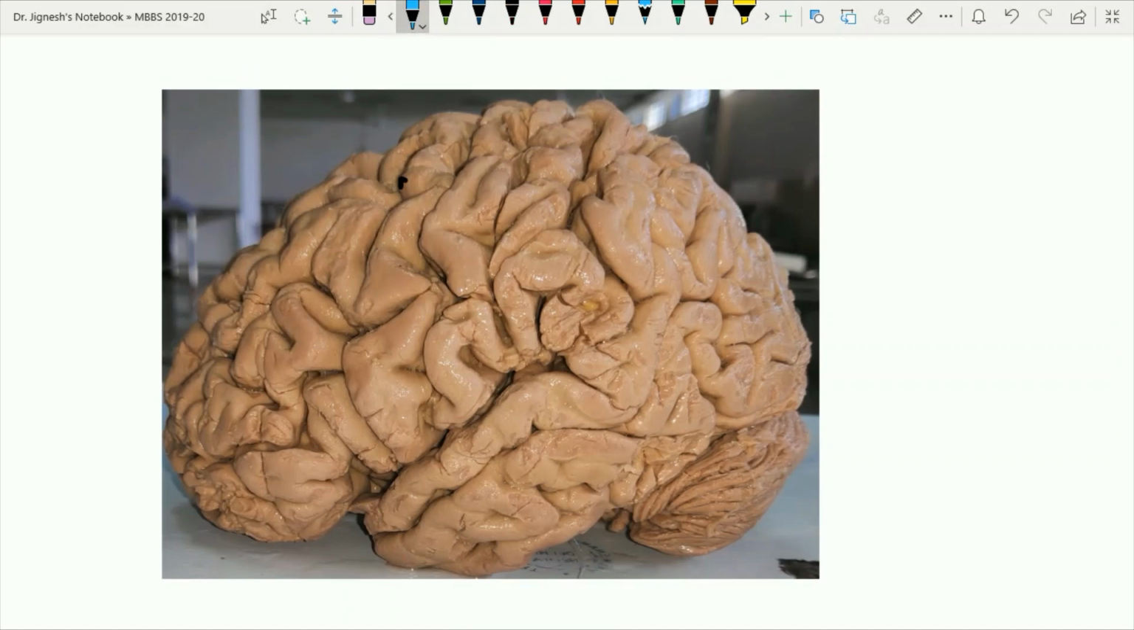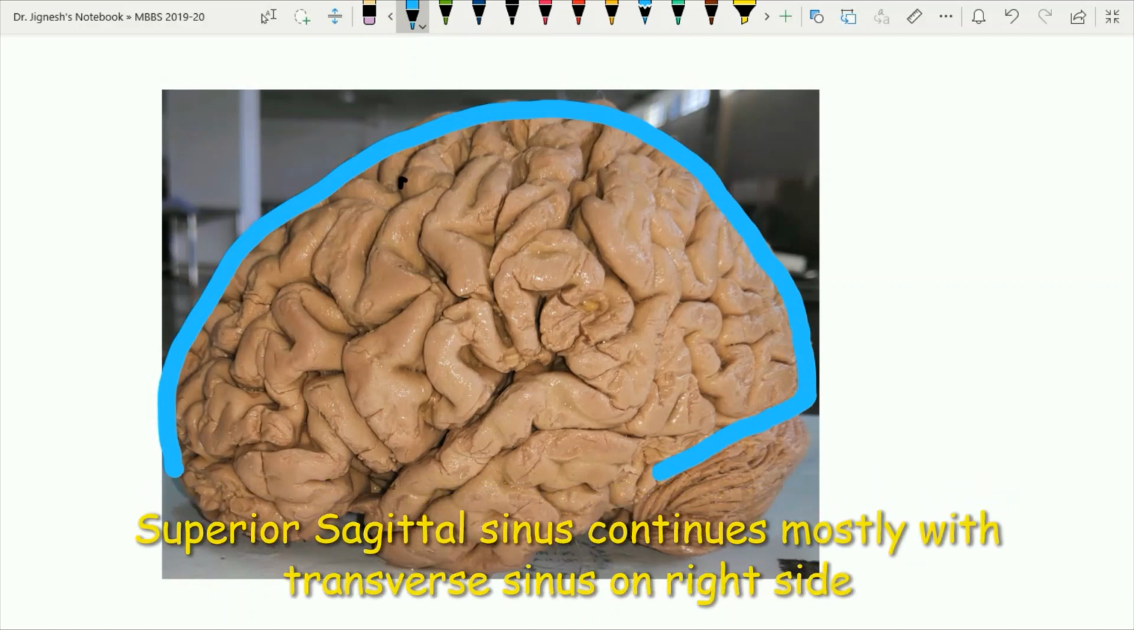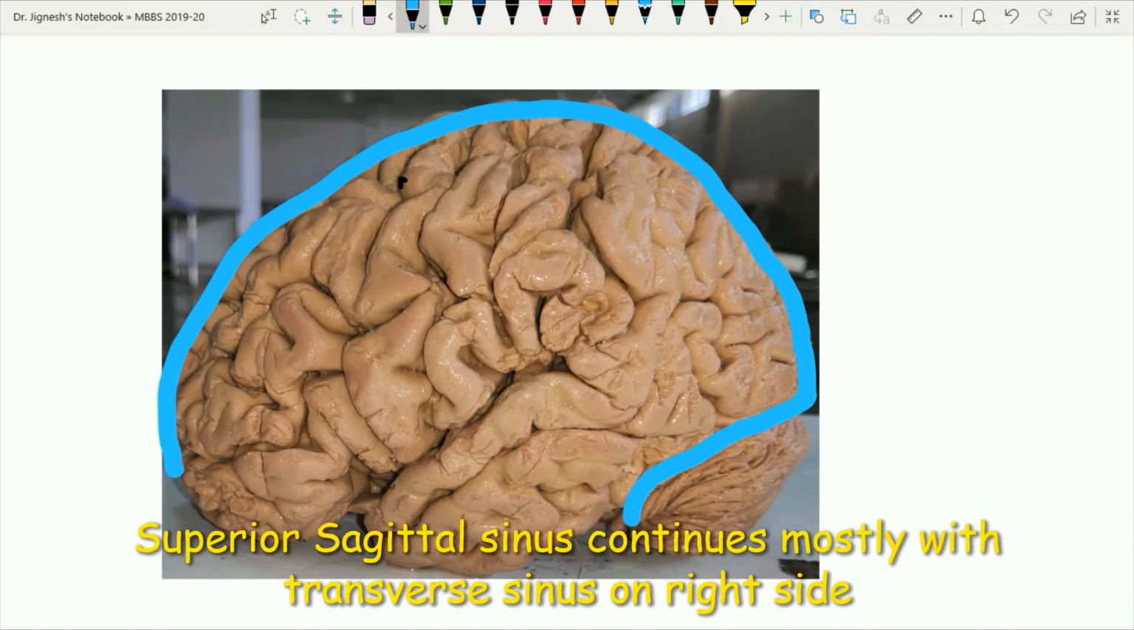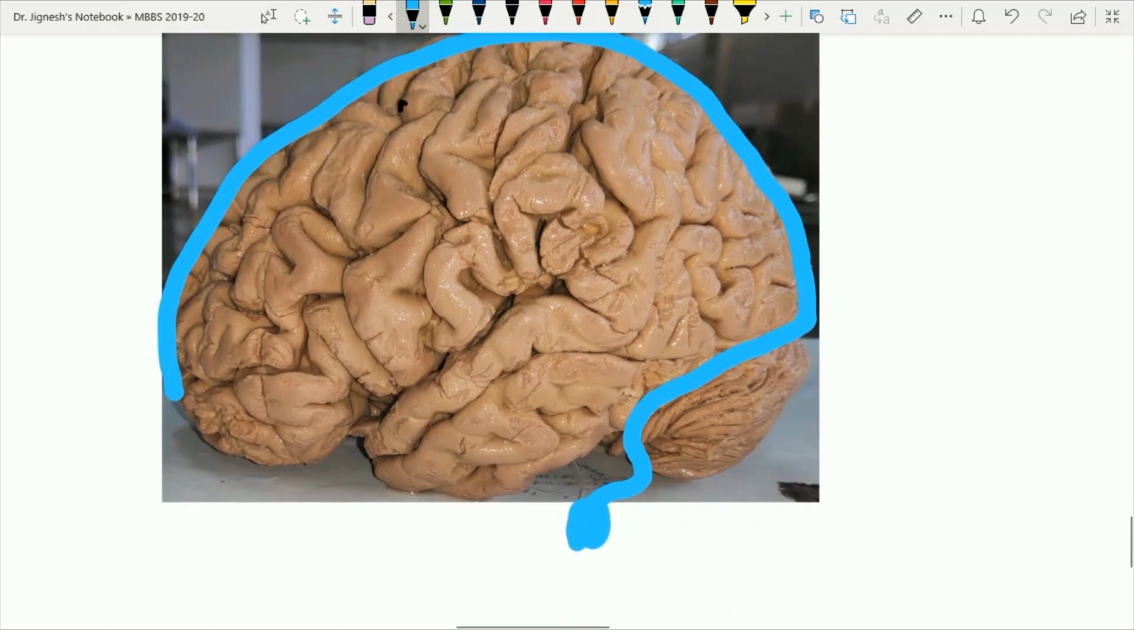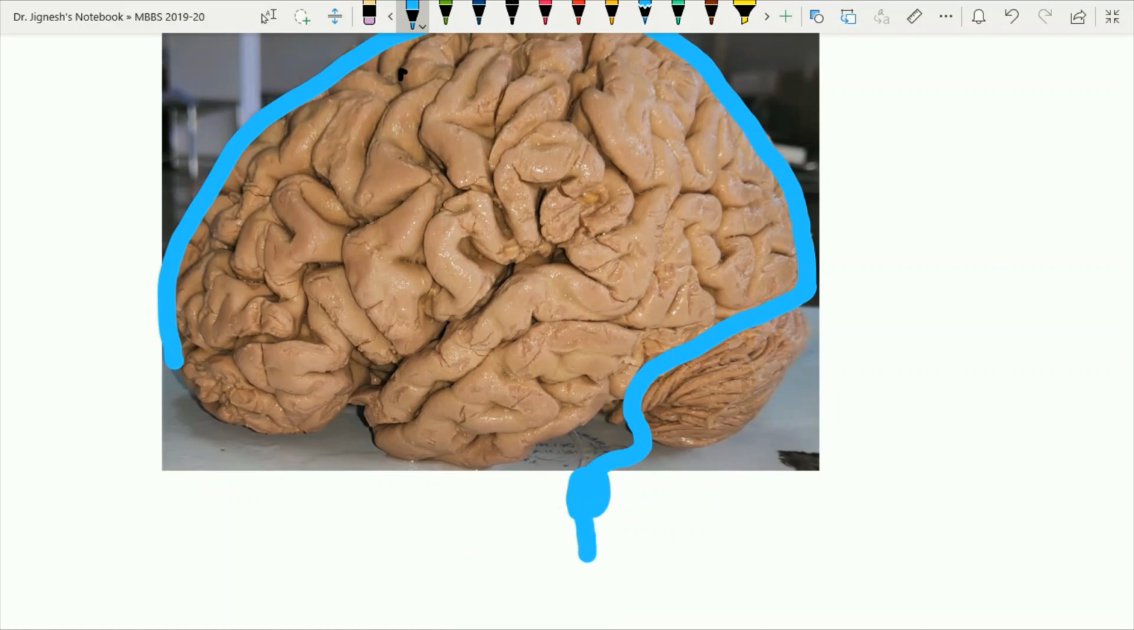So before that, let's draw the venous sinuses into which these veins are going to drain. So this is the superior sagittal sinus, which is present in the upper border of the falx cerebri, and here the superior sagittal sinus on the right side is continuous with the transverse sinus, and from there this sinus continues as the sigmoid sinus, and the sigmoid sinus ultimately forms the superior bulb of the internal jugular vein, which continues as the internal jugular vein.